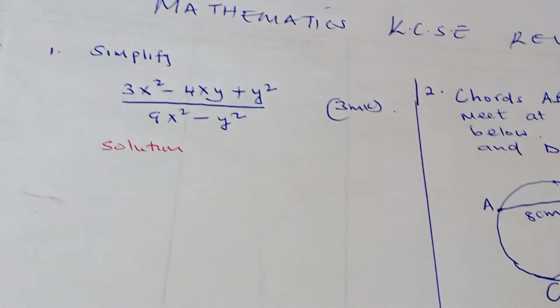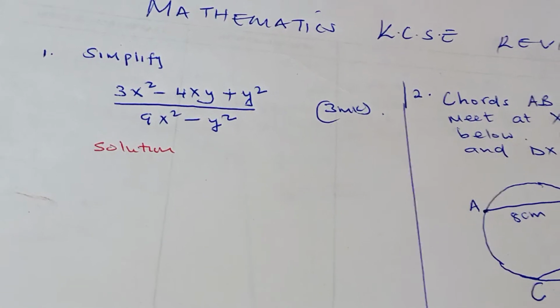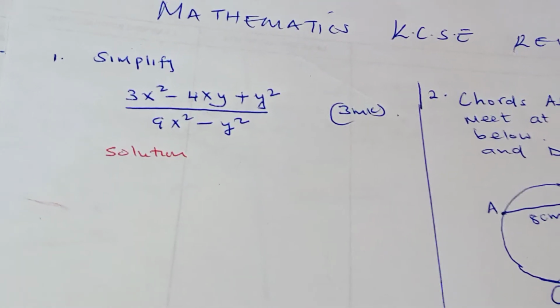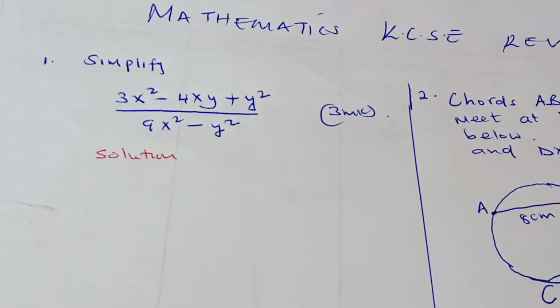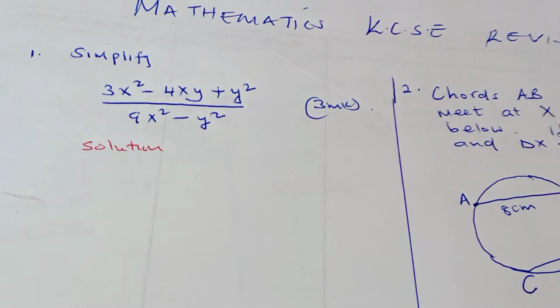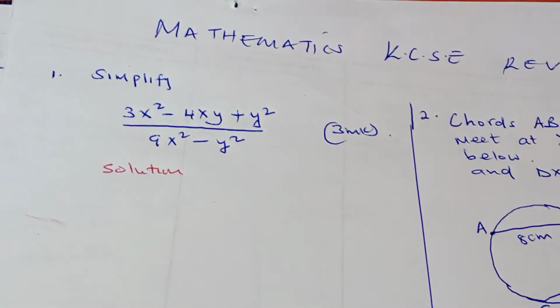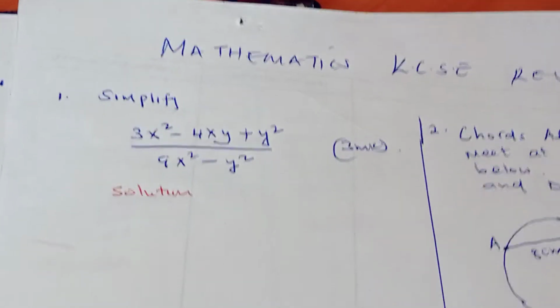You notice one thing, that this is a difference of two squares. So we have 9x squared minus y squared. So you need to split that one into its factors. Then eventually you'll notice that there are factors that are going to cancel. All right, so once you cancel, that is the expectation, and you leave your answer as it is expected. All right, so let's get started.